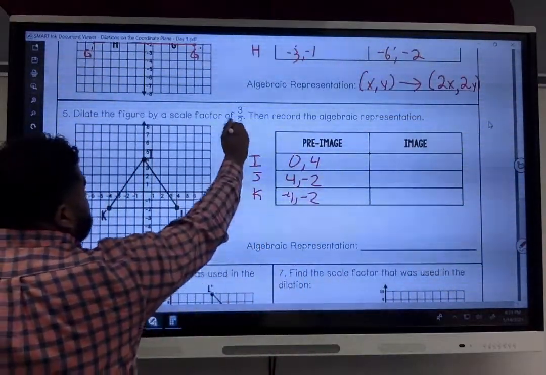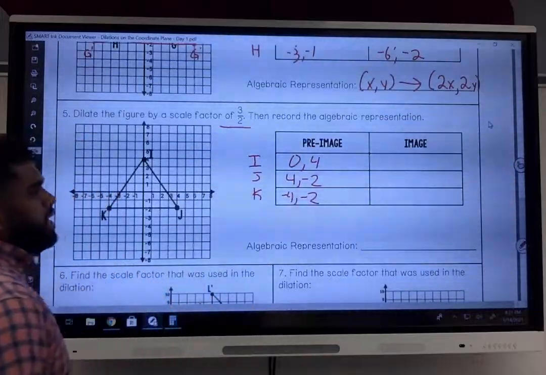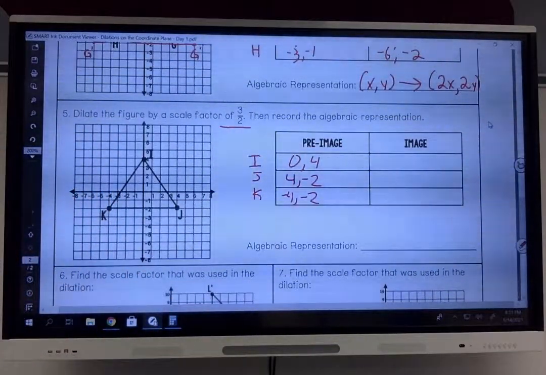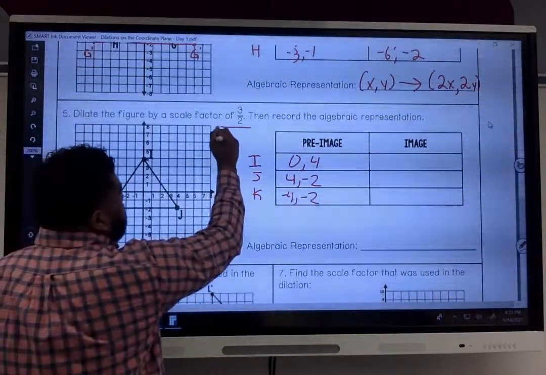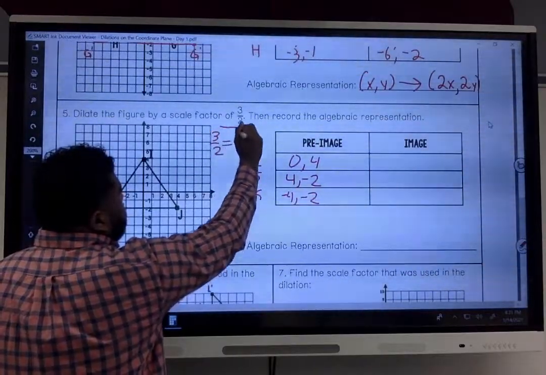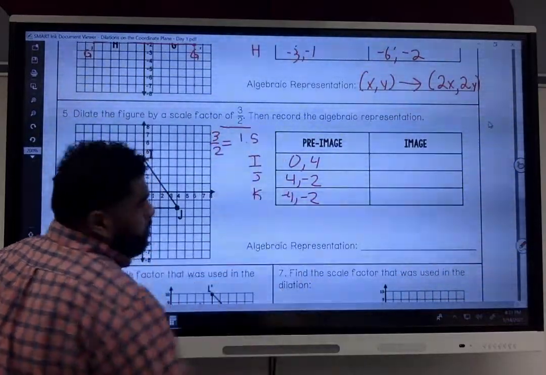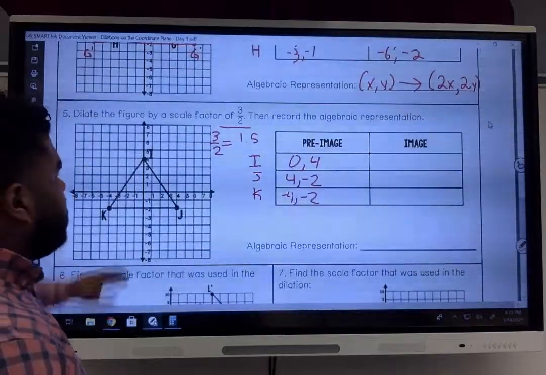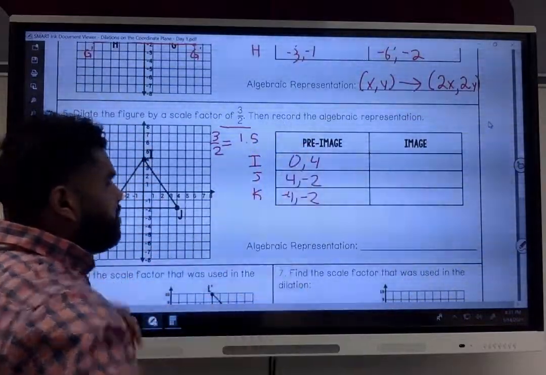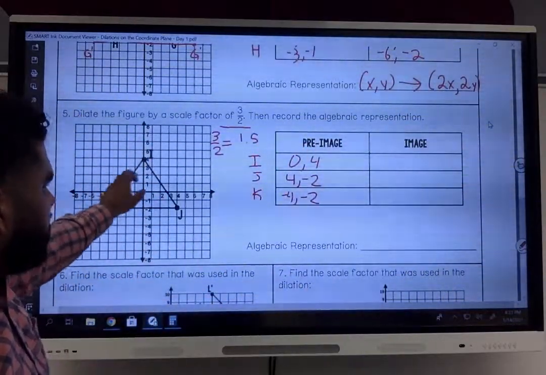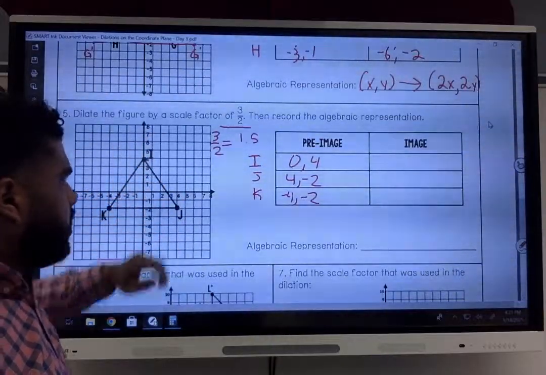Right, so my scale factor now is 3 over 2. So 3 over 2 in decimal form is going to be 1.5. 1.5 is greater than 1, so I know that this triangle is going to be expanded. Okay? It's going to be 1.5 times bigger than this original triangle.